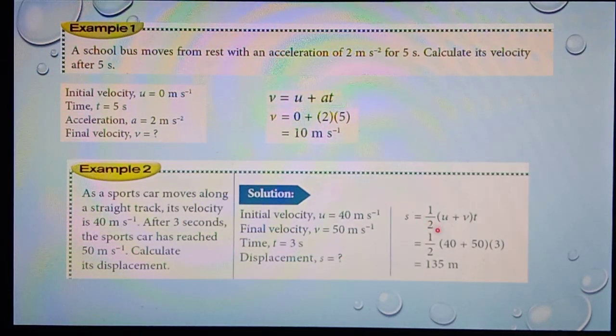So s equals to half (u plus v) t. In this one, you can see there's no a. We want to find u, v, t, s. So there is the second equation, s equals to half (u plus v) t. So you just substitute all the values, then you get s equals to 135 meter. Okay.